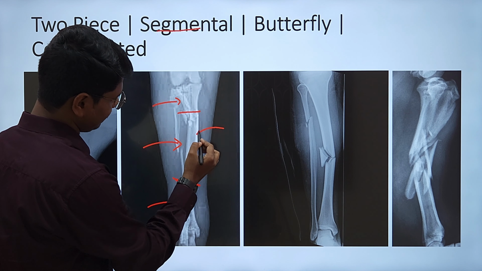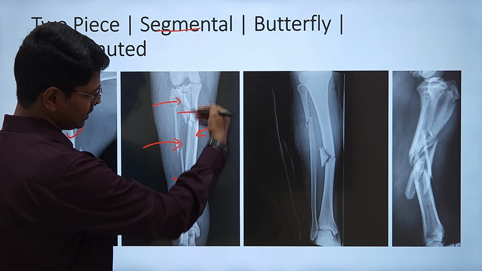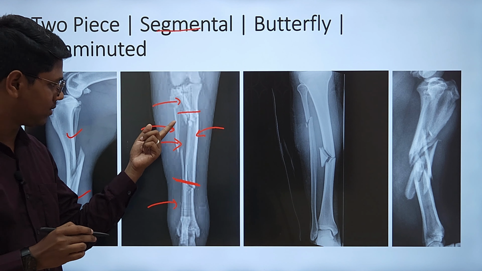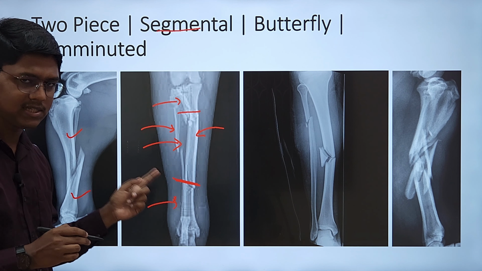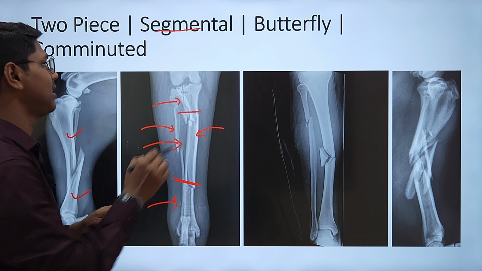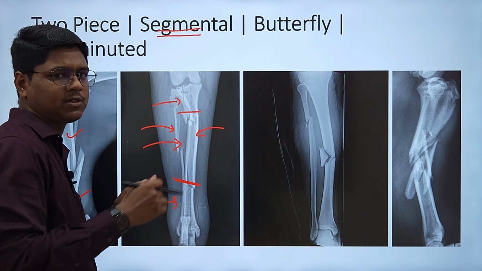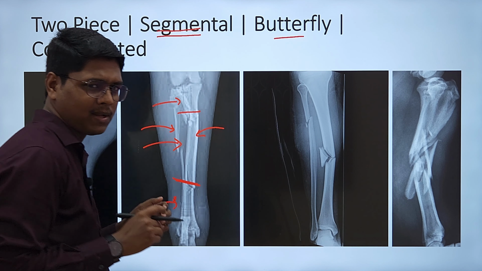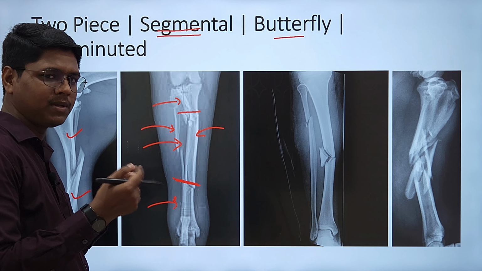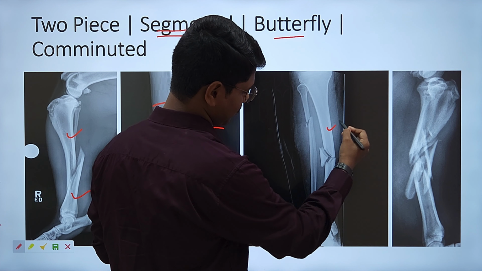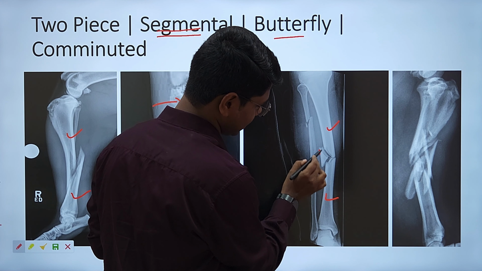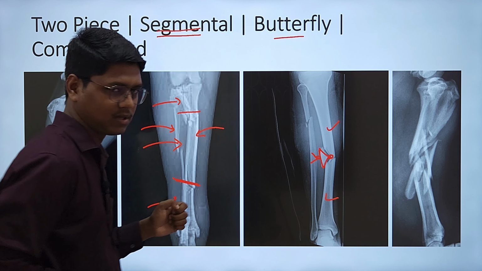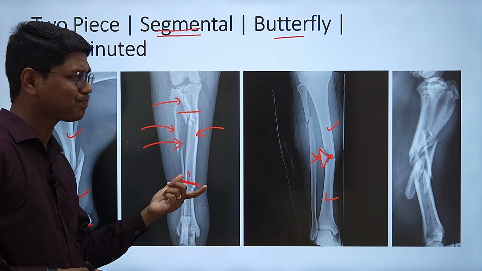So you see the tibia has a segmental fracture resulting in three pieces, while the fibula is a two-piece fracture, with a proximal segment and a distal segment. So this is segmental fracture, or you can say a three-piece fracture, just a modification of two-piece fracture. Butterfly fracture is basically a two-piece fracture having a butterfly segment. You see here is the proximal segment, the distal segment. In between there is a butterfly segment. If you draw it, it looks like a butterfly. So this is butterfly segment fracture.